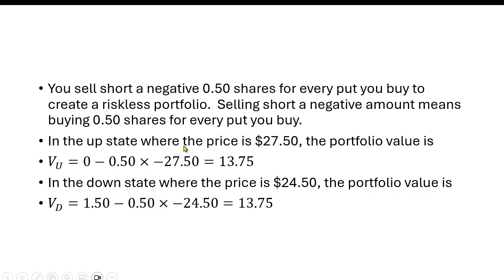In the up state of the world, the price is $27.50. So we know the put is worth nothing. Minus 0.5 times minus $27.50 is $13.75. In the down state, where the price is $24.50, we know the put is worth $1.50 minus this negative 0.5 times minus 24.50, it's also 13.75. So the value is the same in both states of the world. We've created a riskless portfolio.